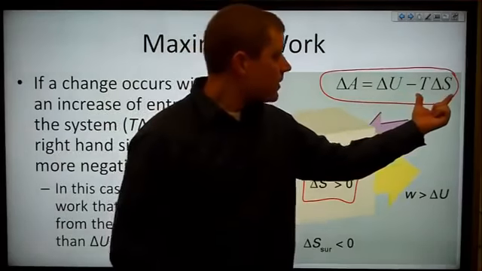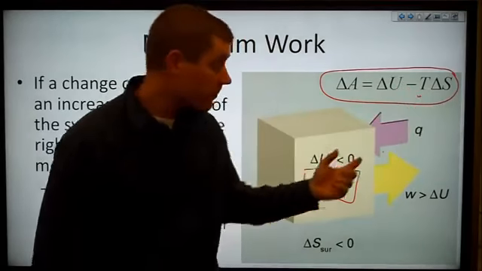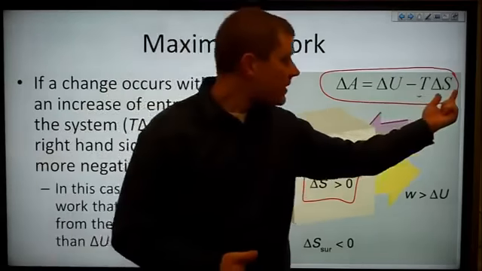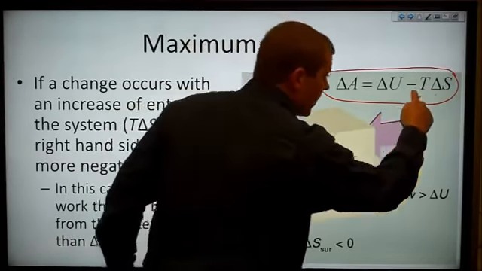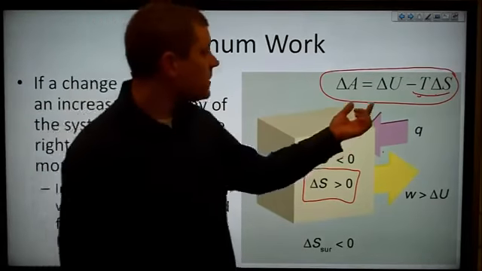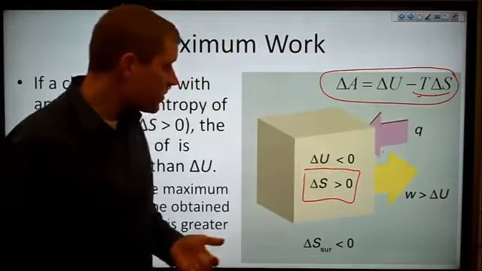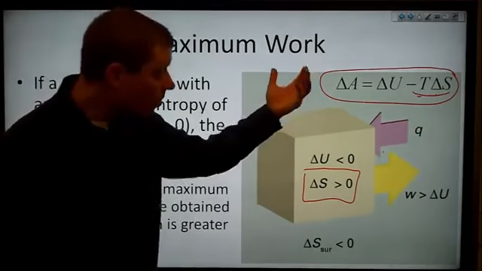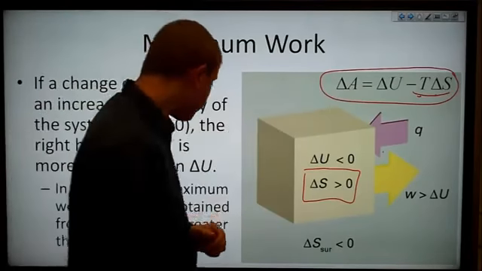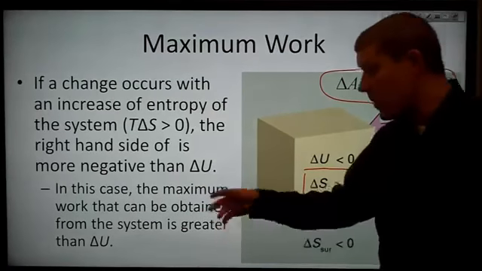So if delta S is positive, then we have an increase in entropy of our system. If delta S is positive and T is positive, then this quantity here, T delta S, must be positive, and that means that the right side of the equation is more negative than our change in internal energy is, and that means we have more energy available to do work. So, in this case, the maximum work that can be obtained from the system is greater than delta U.